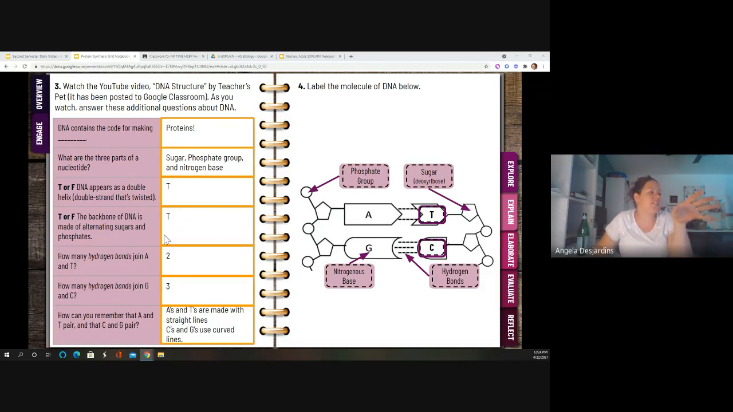Now, the crazy thing, that was true for the backbone. The great thing is it's also true because this is what we call a double helix. There are two strands of your DNA. One side, so you have two backbones. Basically, they create a mirror image.